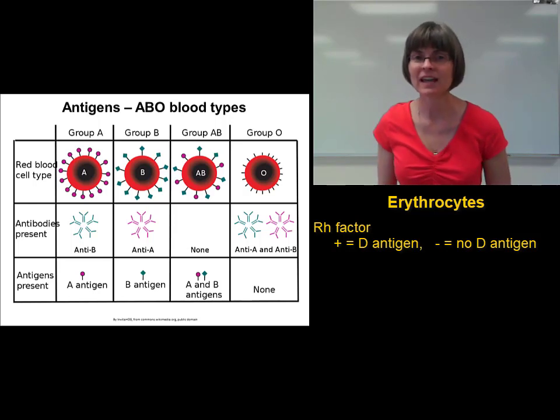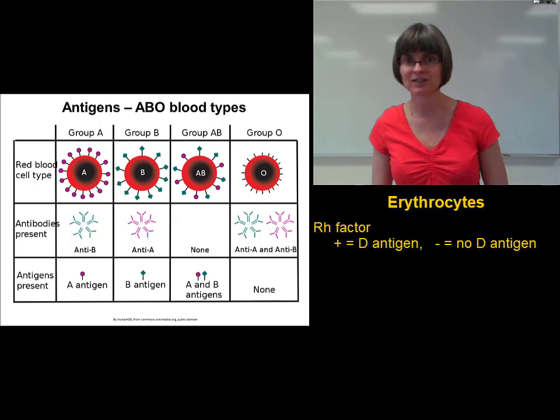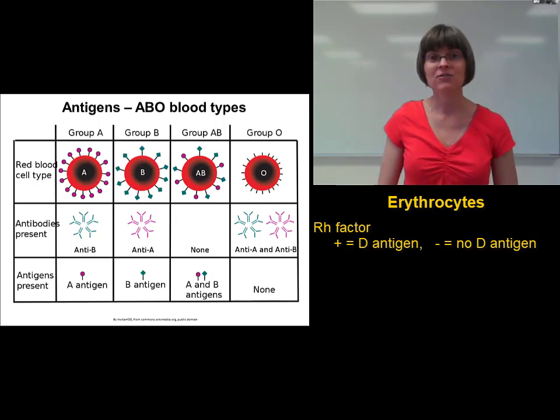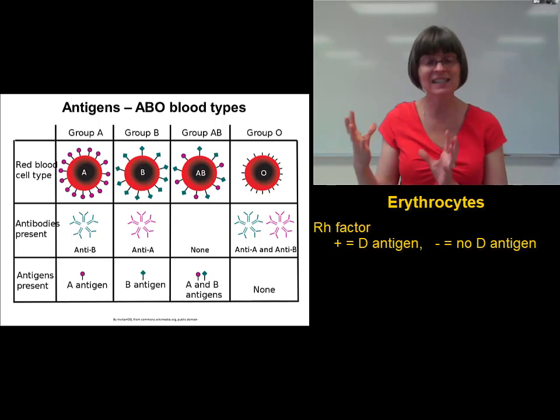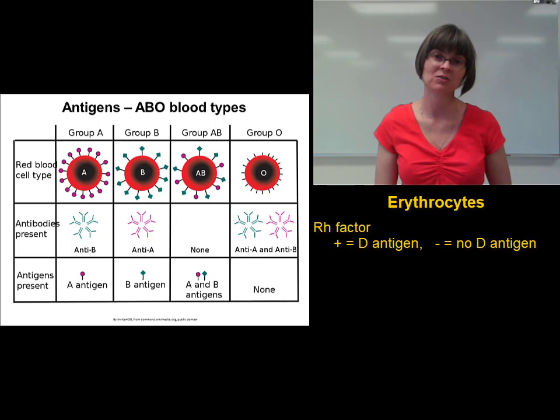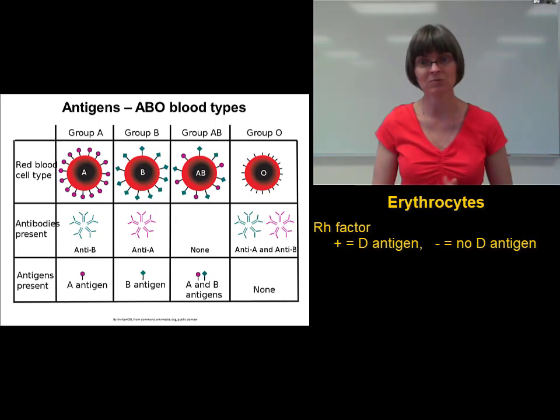The positive or negative refers to what we call the RH factor, and that depends on a different antigen on the surface of the red blood cells called the D antigen. If your red blood cells have the D antigen, then they're referred to as positive. They're RH positive blood cells.